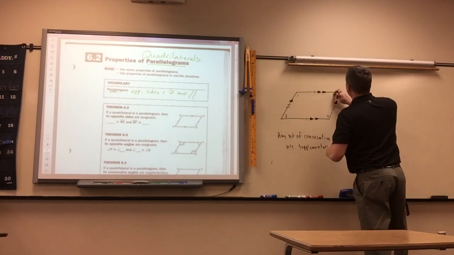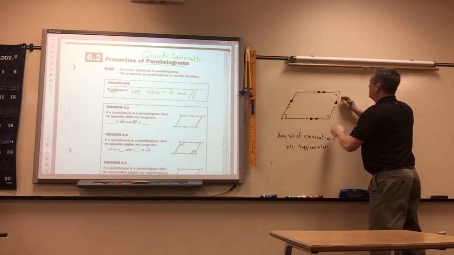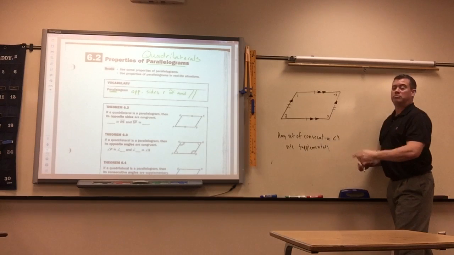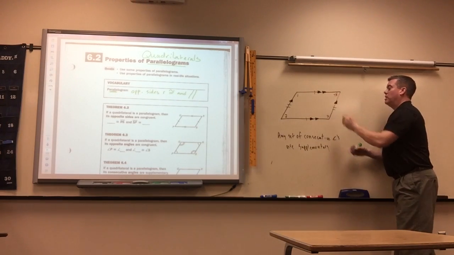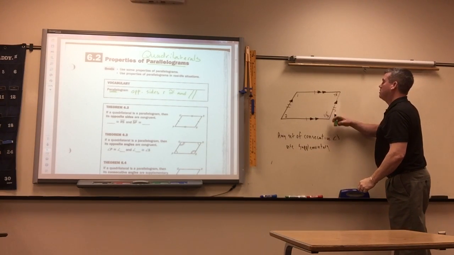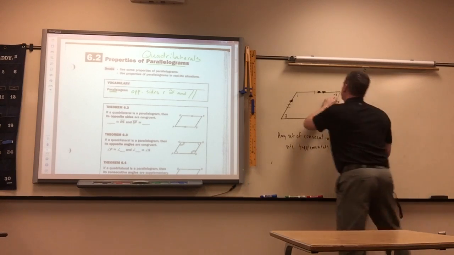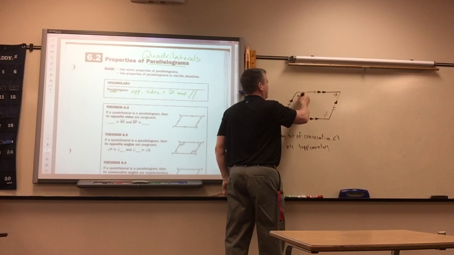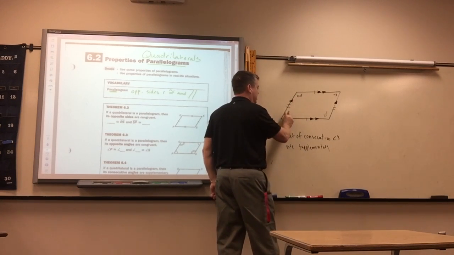If this angle right here was 70, what would this have to be? 70. No. Oh, 140. 110. Yes. So then if this is 70, this is 110, right? Yeah. That it all equals 180. And then this would have to be 70.